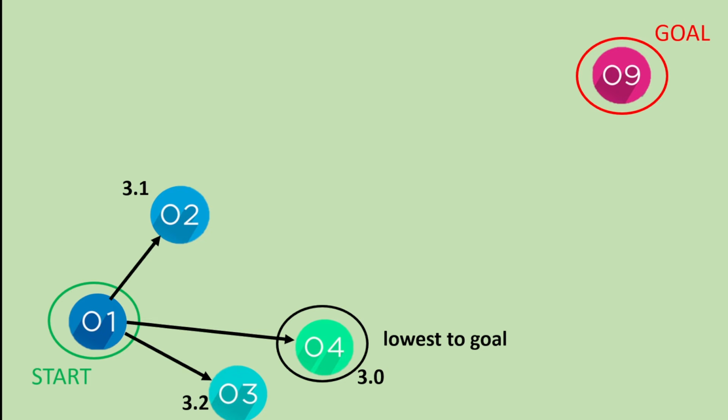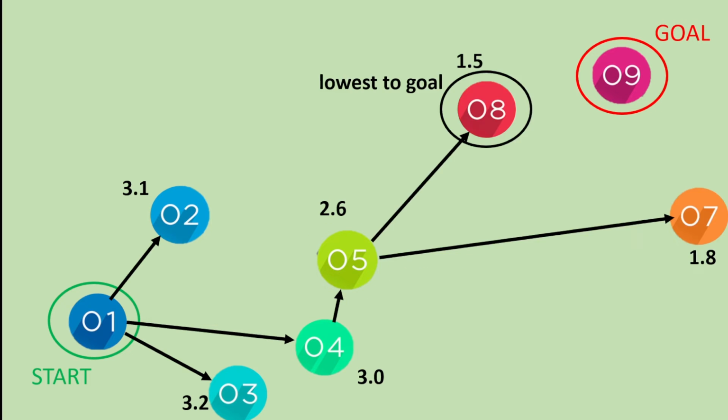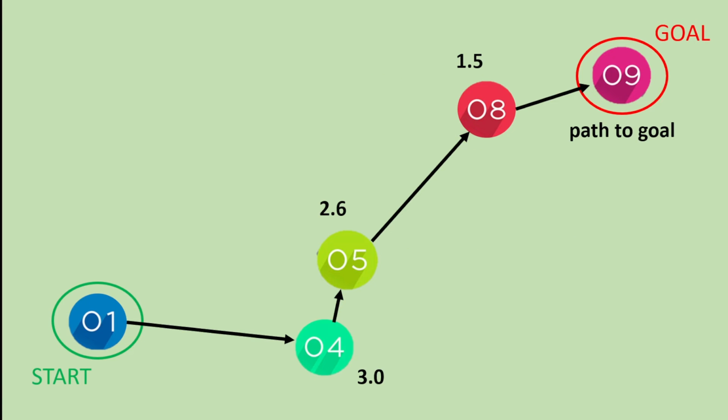So we start off at number 1. We've got 2, 3 and 4. And the lowest value to the goal is 3.0, which is at node 4. Now we go to node 5, that's 2.6 kilometers away. And we look at the nodes from node 5, and node 8 is closest to the goal. So we use that, and here is our path from 1 to 4 to 5 to 8 to 9. So that's our path using approach 1.